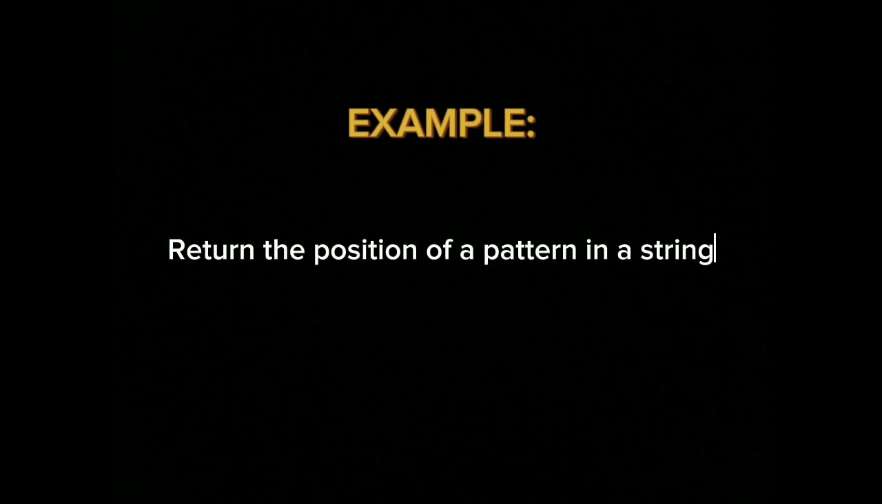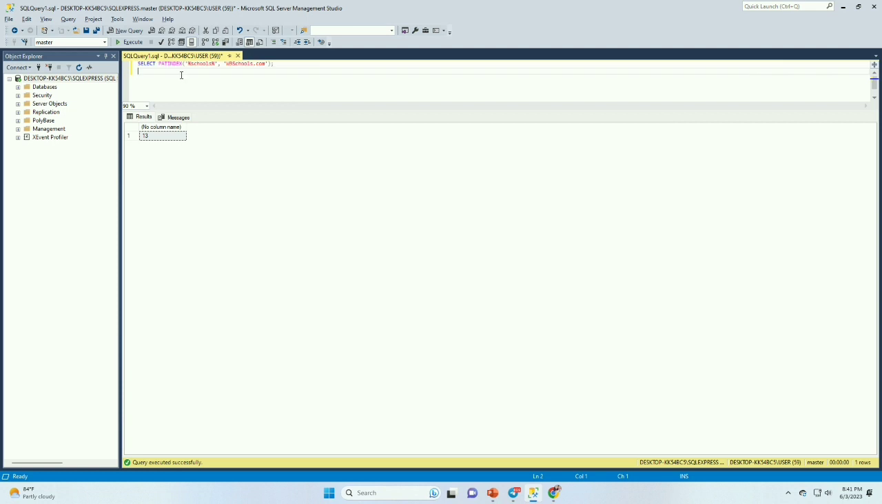Example, return the position of pattern in a string. In this specific case, since the pattern %school% is present in the string w3school.com starting from position 3, the PATINDEX function will return the value of 3.